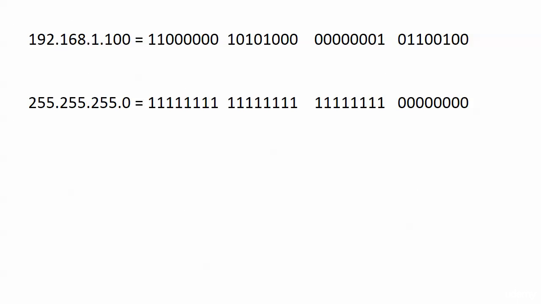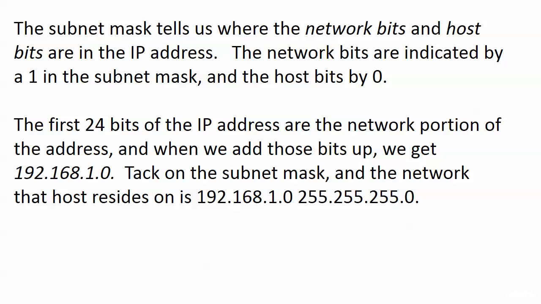We can really do that without adding them back up because the line here is so clear-cut as to where the subnet mask ends. So we could pretty much look at that and say, okay, 192.168.10, that is the network portion of the address, and you would just go ahead and put a 0 for that fourth octet. When you tack on the subnet mask, the network that host resides on is 192.168.10.0, 255.255.255.0.